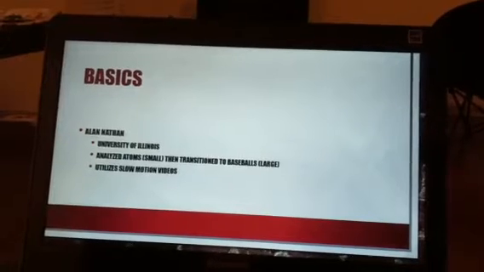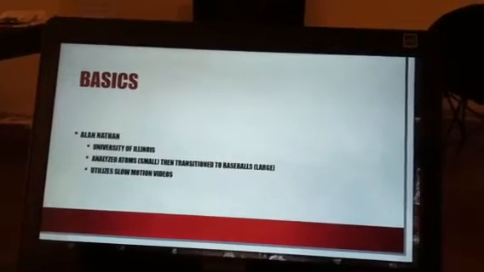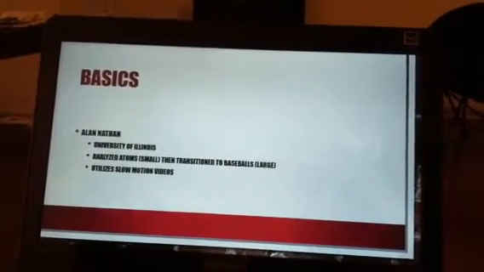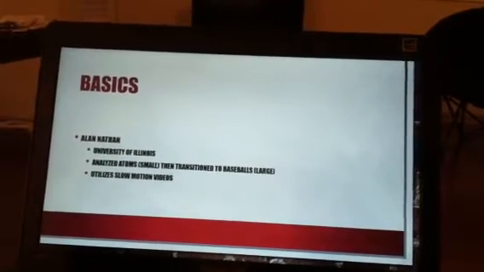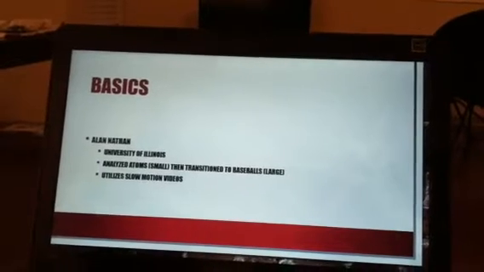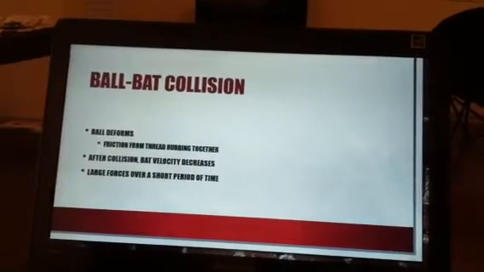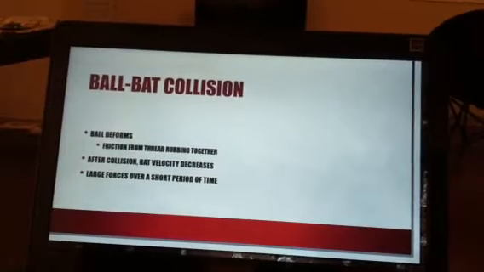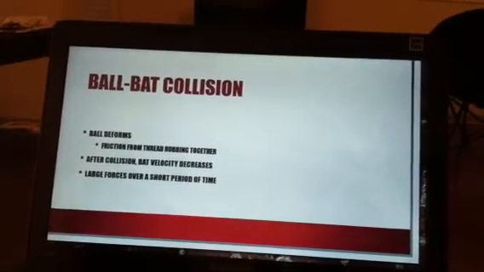The basics included that the presenter was Alan Nathan from the University of Illinois. His original research was analyzing small atoms, and then he transitioned to baseballs, which are a much larger scale. He utilized slow-motion videos in order to determine what was occurring, and it still applies the same physics ideas from atoms and baseballs. In a ball-bat collision, you can see from the slow-motion videos that the ball deforms.